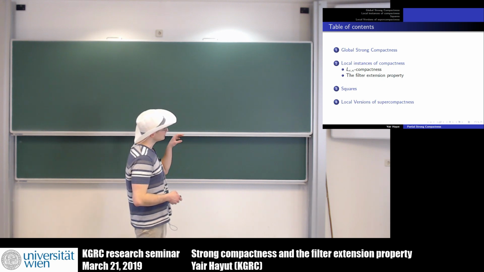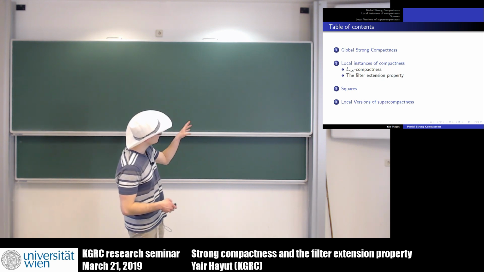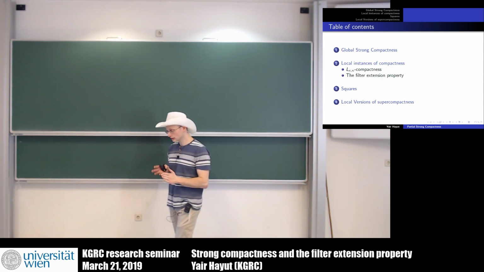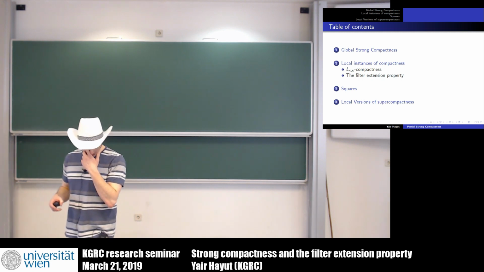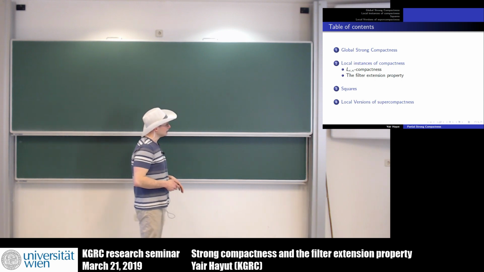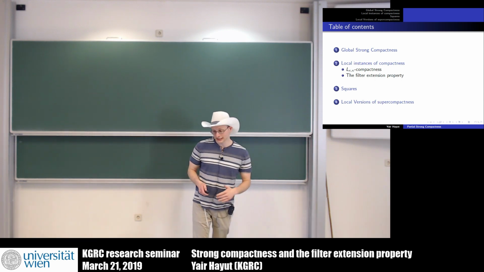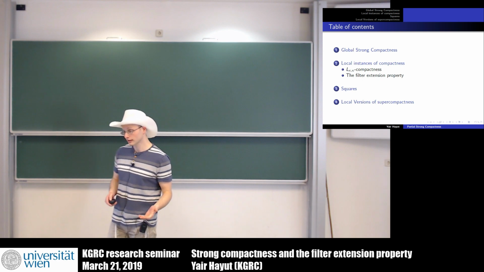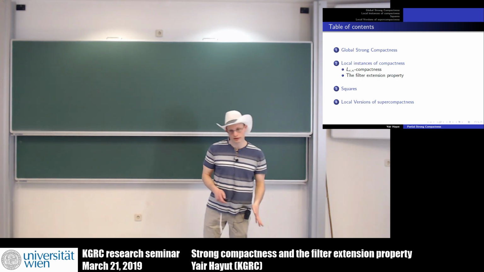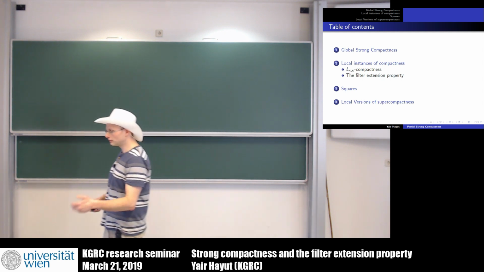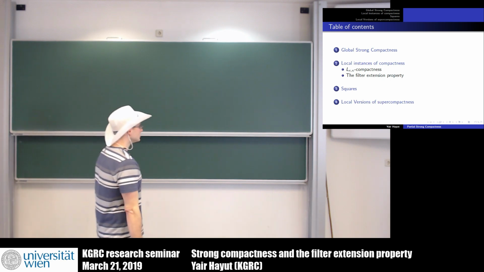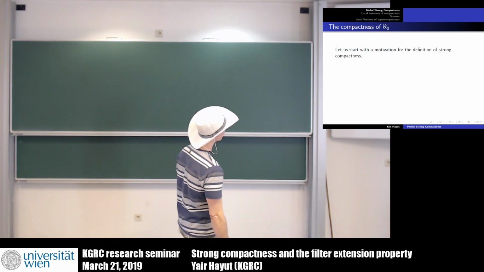Then we will go deeper into the local instances of this strong compactness, and we will talk about equivalences, some well-known, some less known. We will discuss how they are related to the existence of certain elementary embeddings. This will give us Taylor of squares, and from Taylor of square we will give improved lower bounds for some strong compactness principles. Okay, so let's start with the beginning.